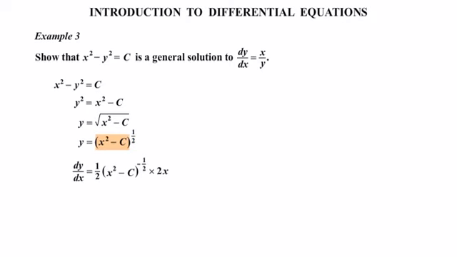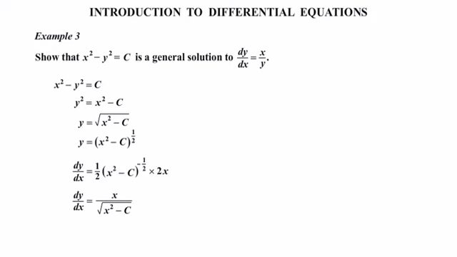Now we can tidy up a little bit, bring the dy dx down first of all, then we can times out half and 2x together, and that'll just give us x. And this x squared minus c to the power of negative a half. Well, the power of negative a half means it's going to be under a square root, but on the bottom of a fraction. So the negative power moves it to the bottom of a fraction. So dy dx is equal to x over the square root of x squared minus c.